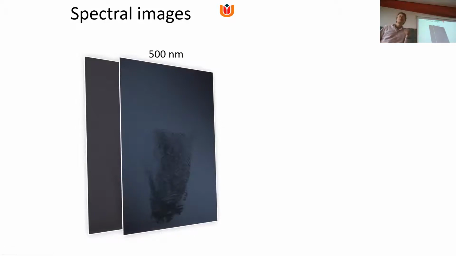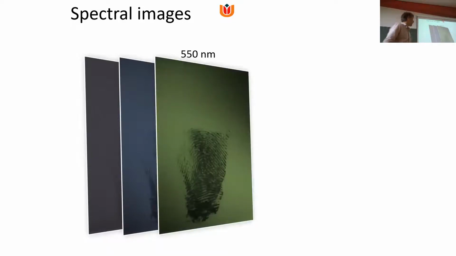500 nanometers, that's just before the absorption peak of blood. And here you can see that the blood absorbs more light compared to the surrounding materials, so the substrate it's on. 550 nanometers, that's nicely in that absorption peak between 500 and 600 nanometers. The oxyhemoglobin has these two absorption peaks at 520 and 577. So here you can see a nice contrast.